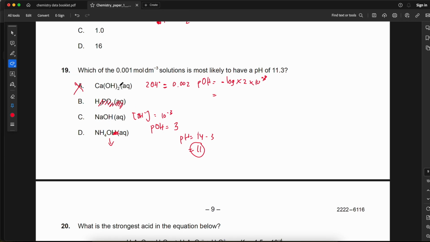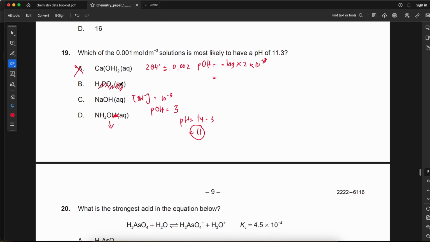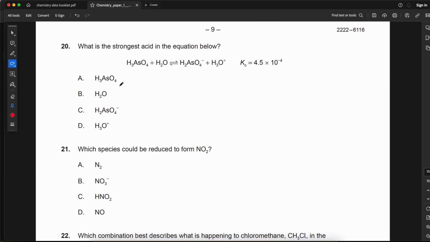All right. So next, what is the strongest acid in the equation below? When we look at this equation, we can directly think Kc will be H2AsO4 and H3O plus, and I can say this is Ka as well because it's an acid, divided by H3AsO4. H2O will not be in the expression because it doesn't have any effect. So Ka is 4.5 times 10 to the power negative 4.